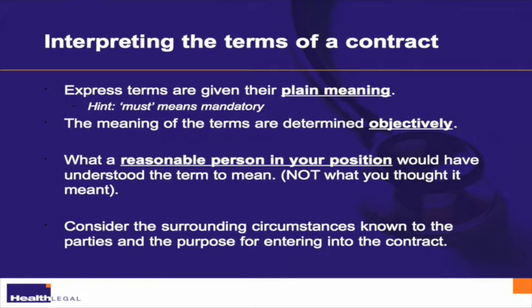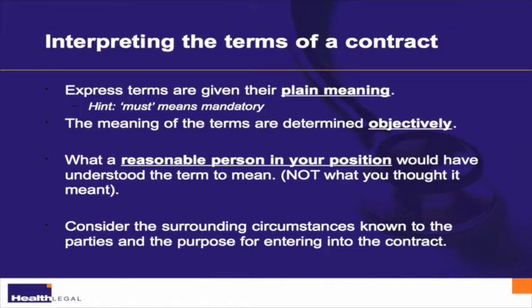The meaning of the terms is determined objectively. What that means is that a reasonable person in your position, what they understood the contract to mean, not what you thought it was meant to mean. So that's something to keep in mind. When you're trying to work out what that reasonable person thought the contract was meant to mean, you can also consider the surrounding circumstances known to the parties. So again, in your example, you've got the Medicare Local on one side of the contract wanting to engage you as contractors to perform certain services. So you can consider that when you are trying to interpret the terms of the contract.